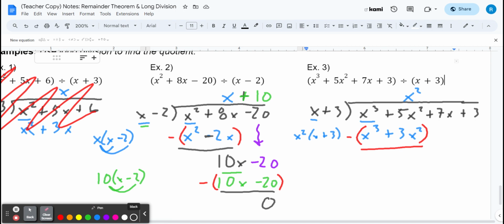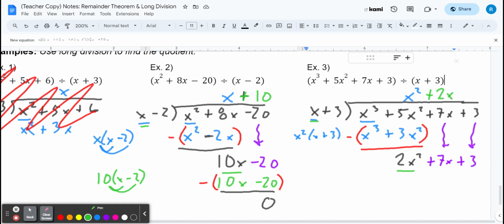That gets us 2x squared. And we're going to drag down that plus 7x. And if you want to drag down the plus 3 as well, that's fine. Actually, I'll do it right now just to make sure that we include it all the way through. But if you want to wait until the next step to drag it down, that's fine. Then we're going to focus on our first term, so 2x squared and that x. We should know that it's going to be 2x that gets us there, so plus 2x.